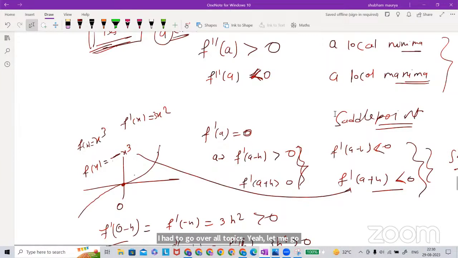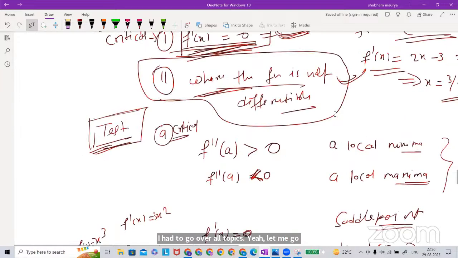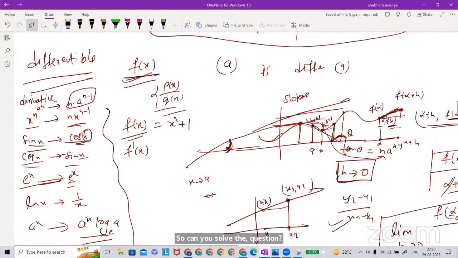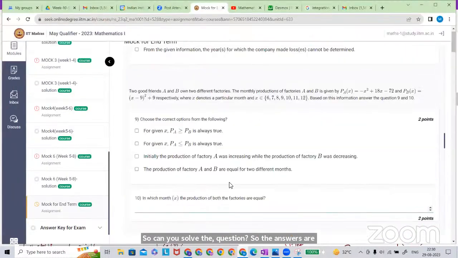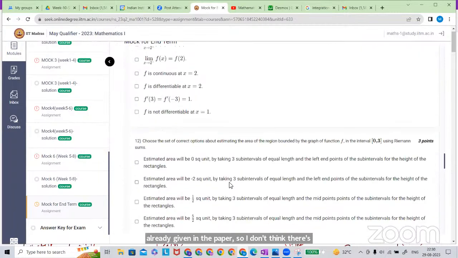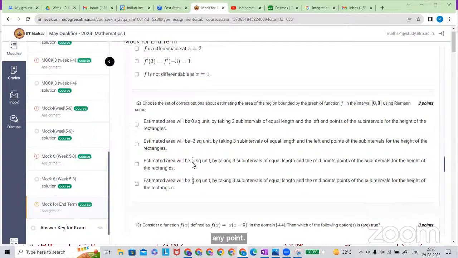Sir, can you solve the test question, sir? The answers are already given in the paper, sir. So I don't think there's any point in waiting, sir. No, so then why is the problem like this? I think I have just discussed this. Then I think you are not getting the answer. That's why you are asking. Yes, sir.